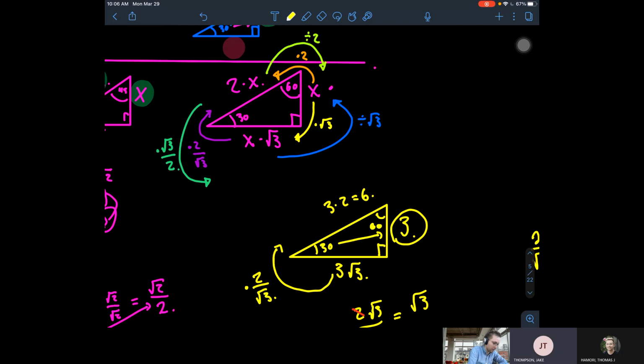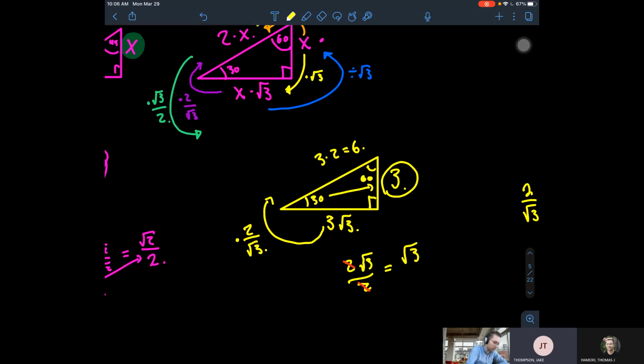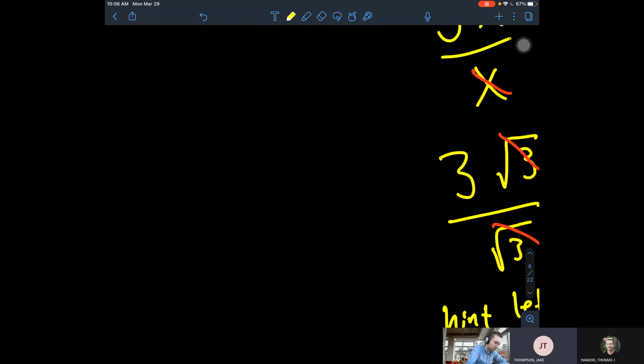All right. 2 divided by the square root of 3, would that still equal the same answer? Let me show you why. So if we take the side length which is across from the 60, and we multiply by 2 divided by the square root of 3, anything we can cancel here?